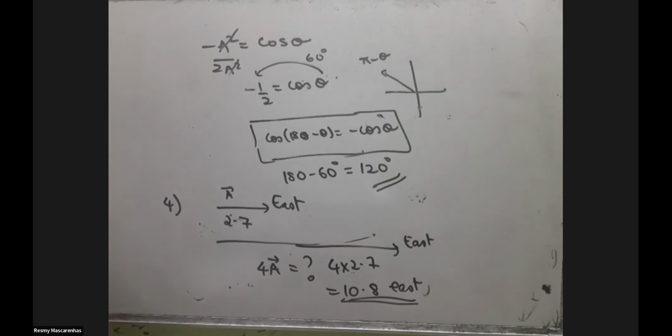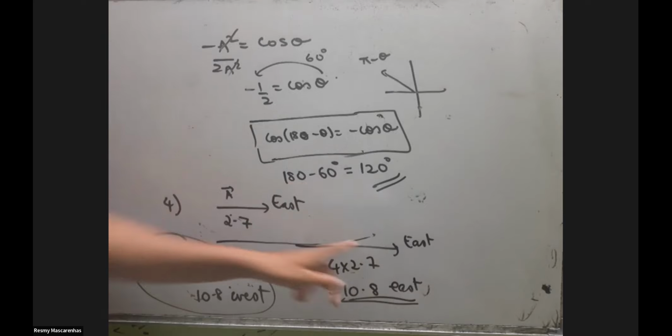Suppose if I had done minus 4A, then it would be just minus to indicate it is in the opposite direction. That would be west if I had done minus 4A, because minus would be in the opposite direction. But now it is multiplied by a plus number, so direction will remain the same.